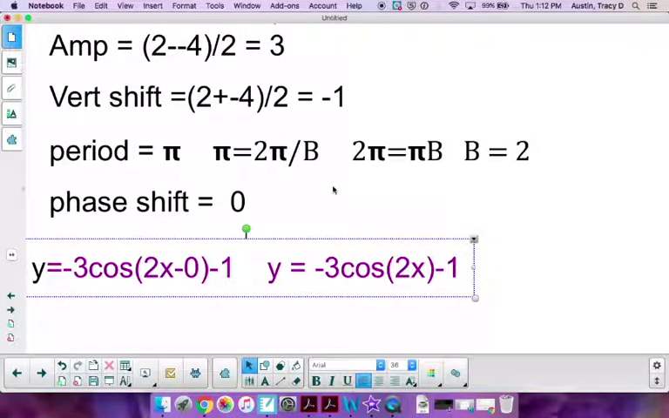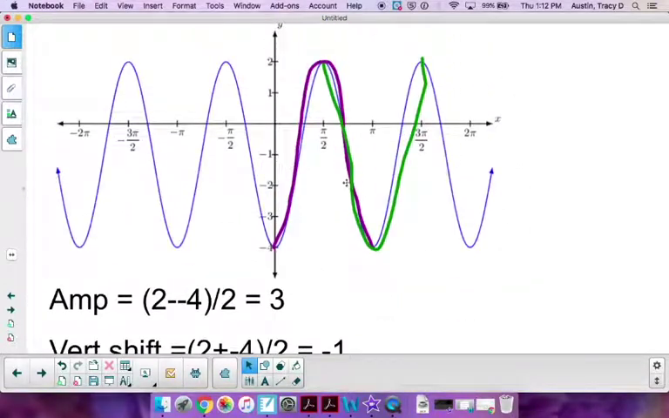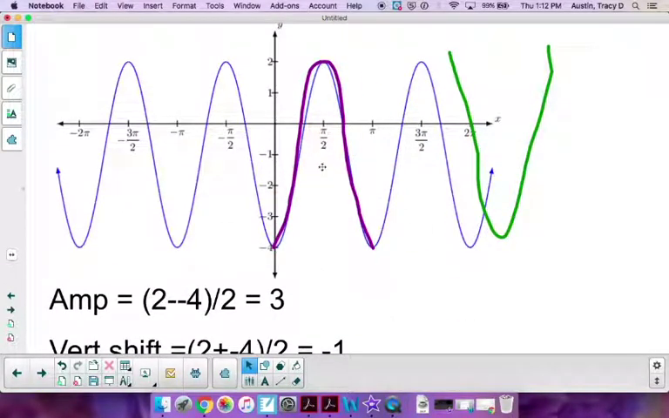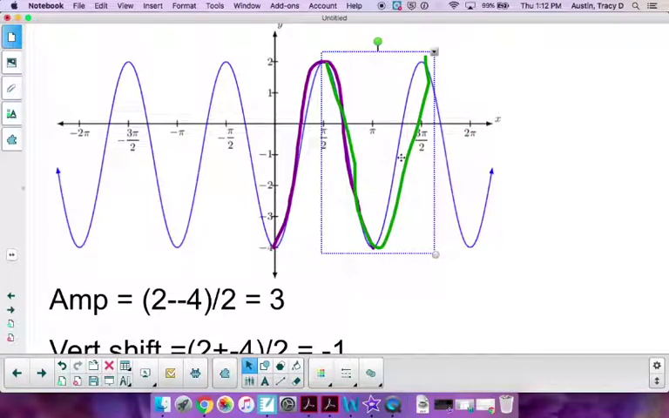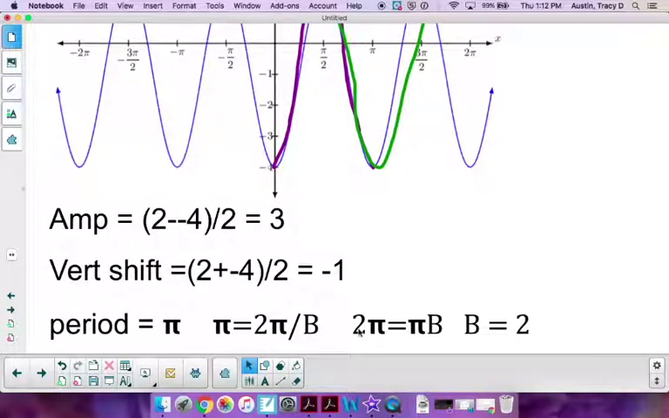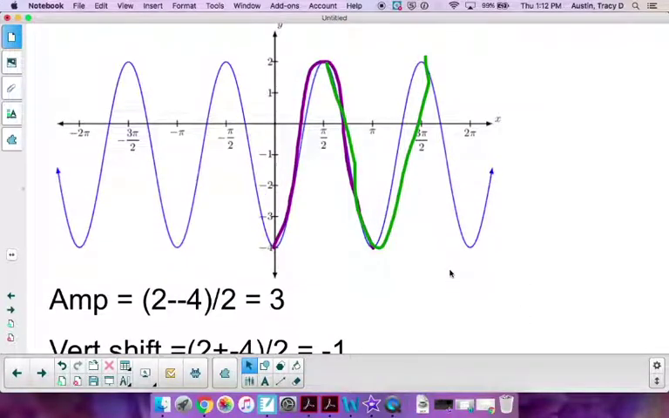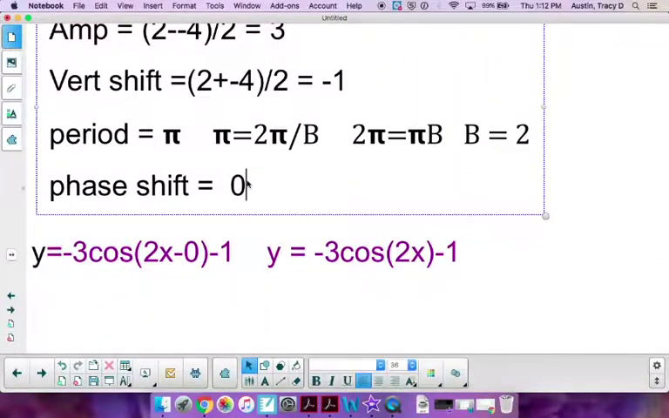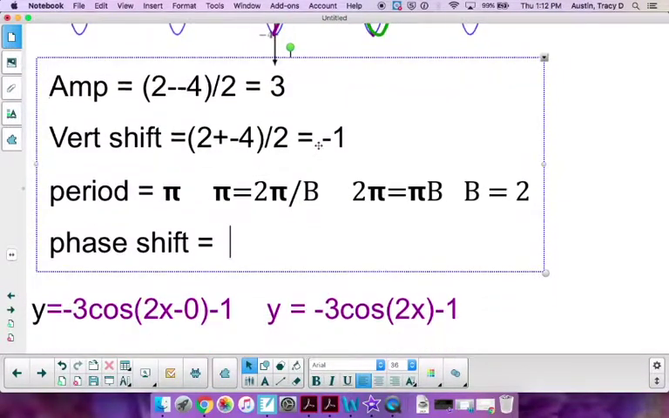All right, and we'll do the other one in green just so you can see the difference. That is the equation for the purple one right here. So let's try the green one. Amplitude is still going to be 3. The vertical shift is still going to be 1. Period is still going to be pi, so b equals 2. Here's where the phase shift comes in. This graph now starts at pi over 2 and is positive.